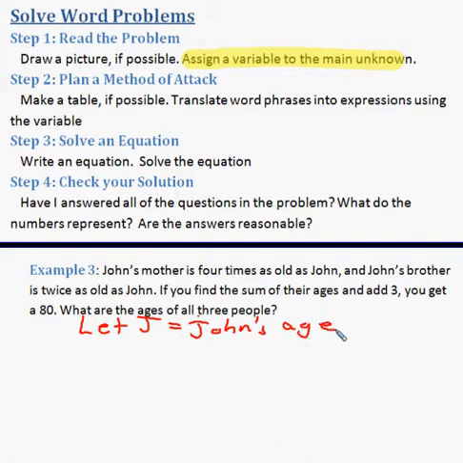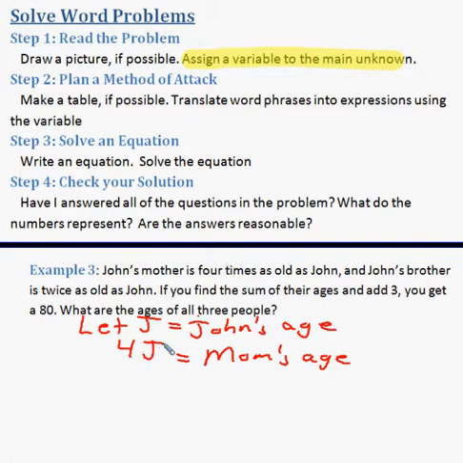So that was the first step. Second, we want to come up with some other word phrases and use the variable to represent those. So this first phrase, John's mother is 4 times as old as John. So if we want to find mom's age, we know that's 4 times the age of John. We have already said John's age is J. We don't know it yet. That's an unknown. But we know mom's age is 4 times that. So 4 times J.